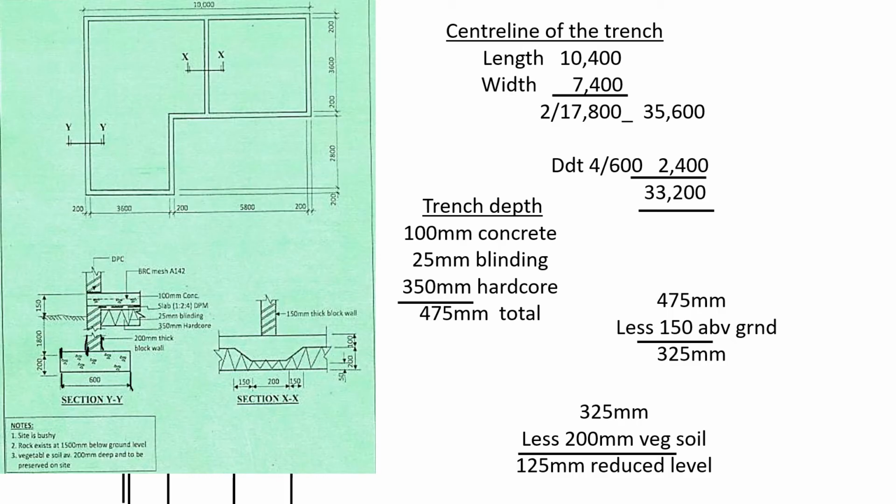Then we deduct number of corners, there are 4, then the width of the trench is 600. So that is 600. We deduct 2400, we shall get 33,200. So 33,200 shall be our center line for the trench.